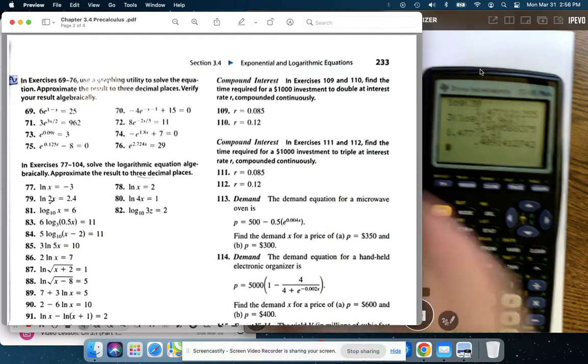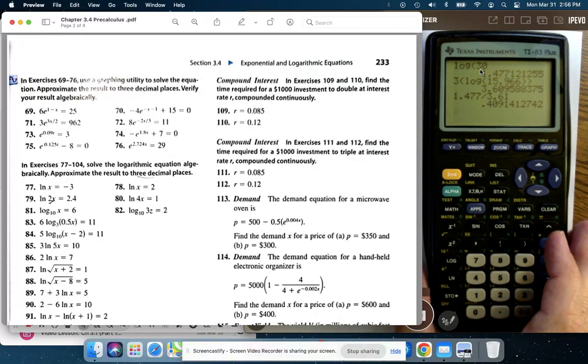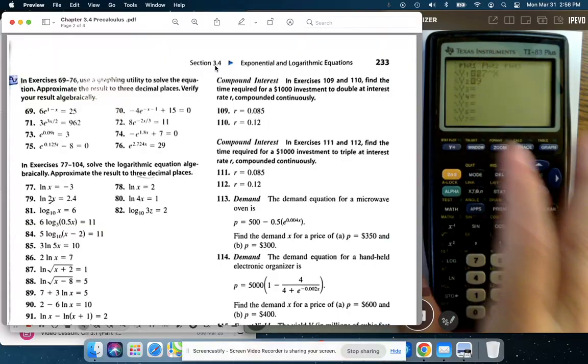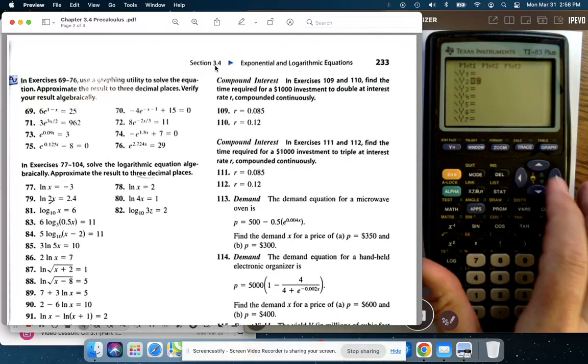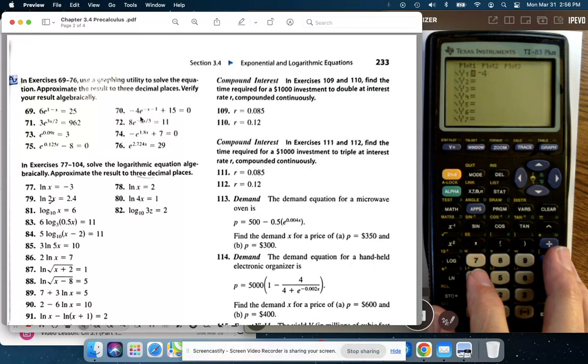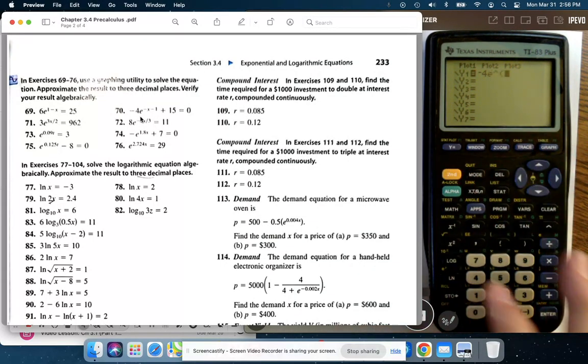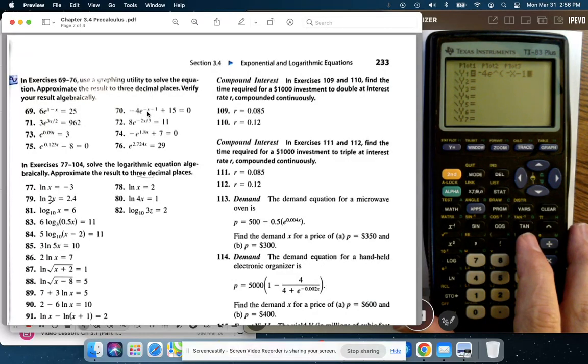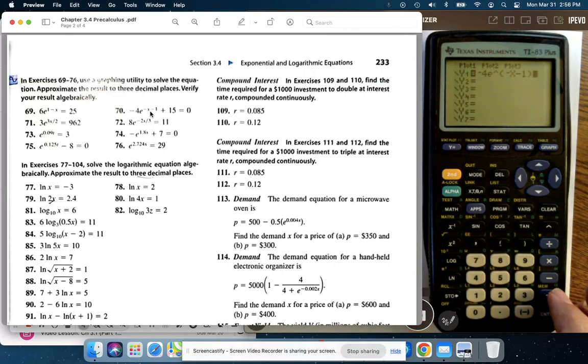That's not what I wanted to do. I think you can see this over here though. So I'm doing 70 here, so I'm going to go to y equals, and we're going to get rid of what's in here. All right, so I'm going to put in -4, second ln, e raised to -x minus 1, close that parenthesis, plus 15. And we're looking to see where it crosses 0.